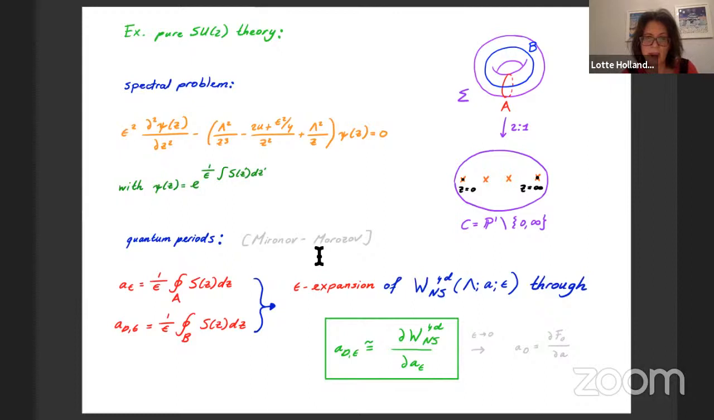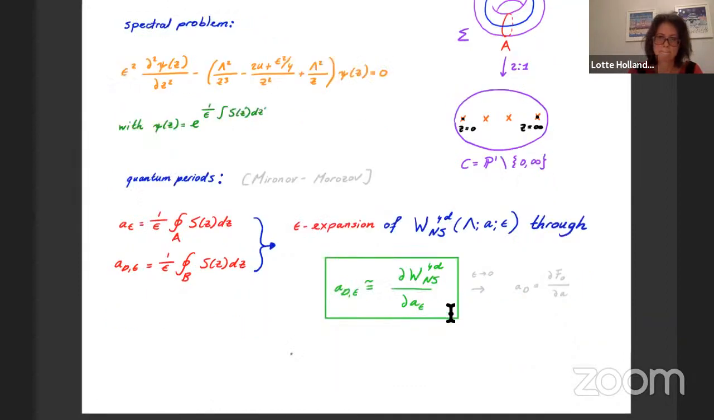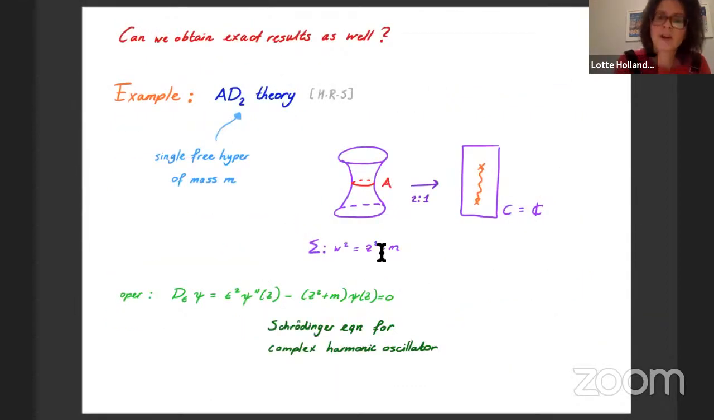And as was first computed, I think, by Mironov and Morozov, by just quantizing the relation that we had for the prepotential by making an epsilon deformation of this. Instead of the prepotential, we now get the superpotential of this 2-dimensional theory. So what I want to ask in this talk is, can we obtain exact results as well? It's nice to get this superpotential as in an epsilon expansion, but can we get the exact result from such a reasoning as well?